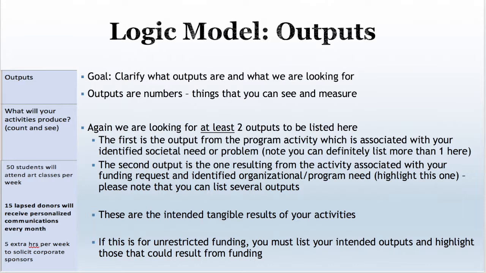Now we are going to look at your outputs, which are things that you can count and see, and they are the results of your activities. In our example, the output related to our stated societal need that we are addressing is that 50 students will attend art classes per week. The output that's directly related to our funding request is that 15 lapse donors will receive personalized communications every month.